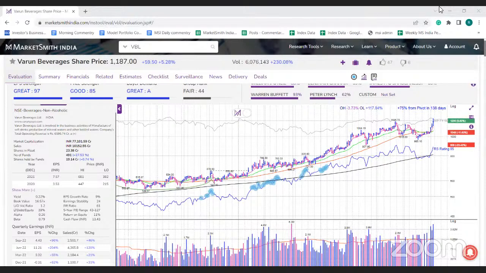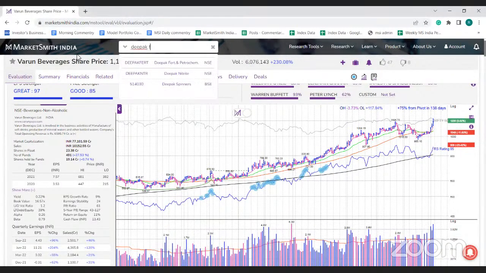The other one, Deepak Nitrite, sorry, not Deepak Nitrite, Deepak Fertilizers first. Then we'll talk about Nitrite as well.